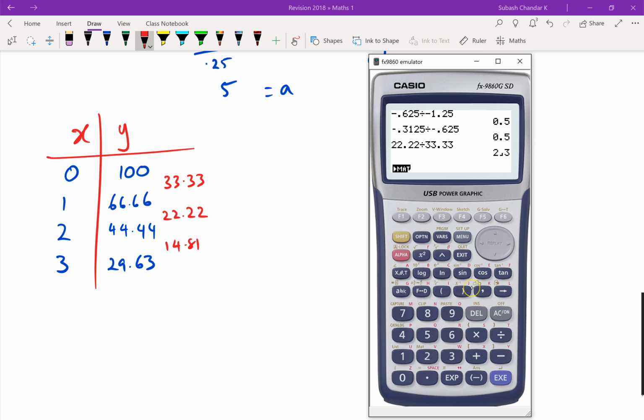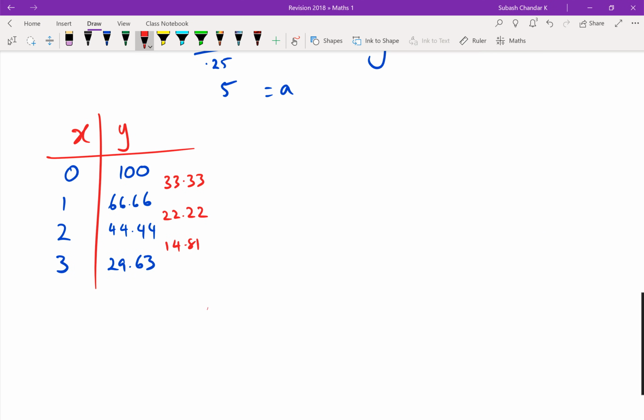Okay? Now I can double check it by going 14.81 divided by 22.22. That's roughly that, because the number has been rounded up. It's going like this, but in reality it's actually 2/3, it's just rounded up. So that means your r is equal to 2/3.